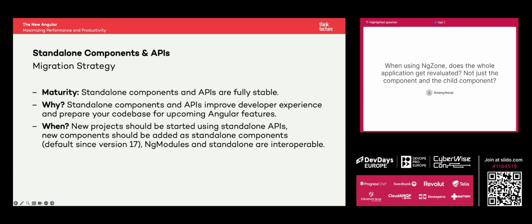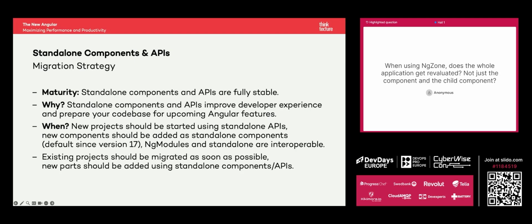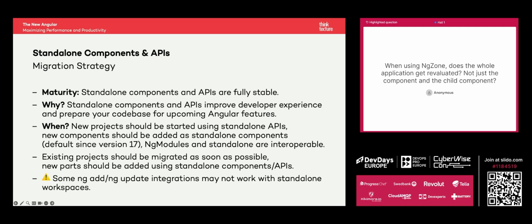New projects should only be started with standalone APIs. New components should only be added as standalone components. And I would also in that case basically migrate them as soon as possible, while making sure that the new parts are always standalone. Be aware that some of the ng add or ng update integrations may not work with standalone workspaces if they are super old, but that may also be an indication that it's not a great idea to continue to use them.